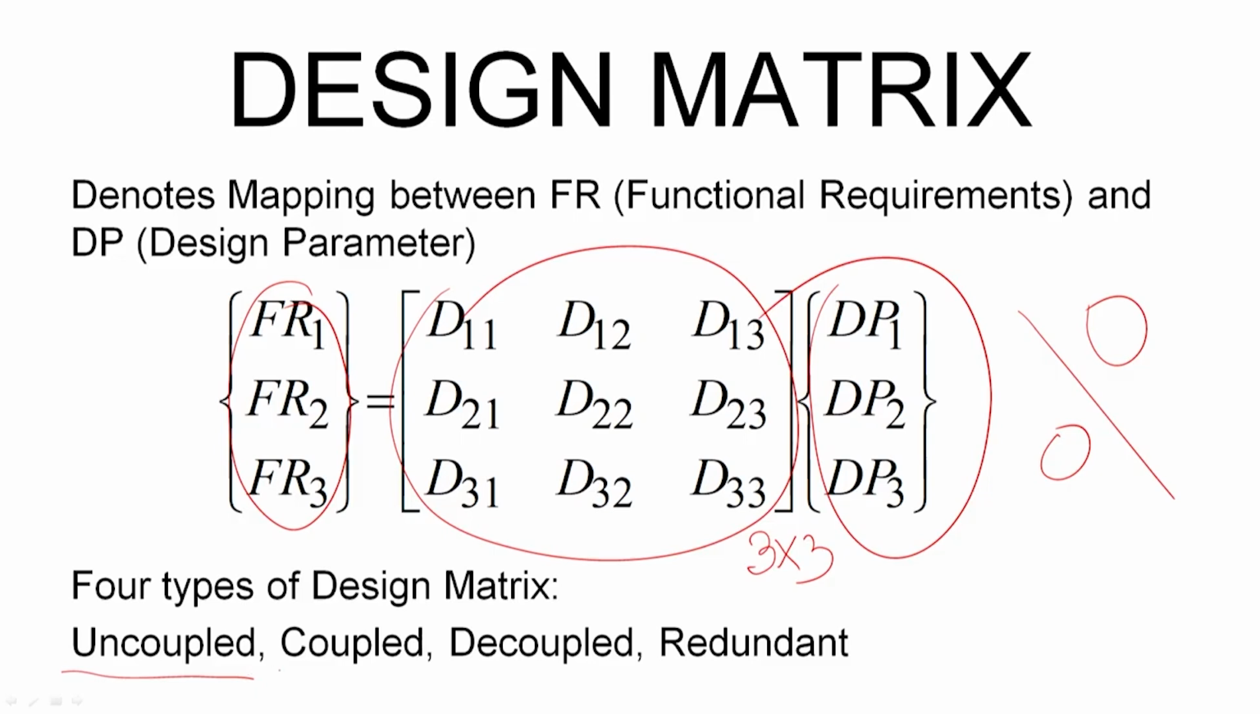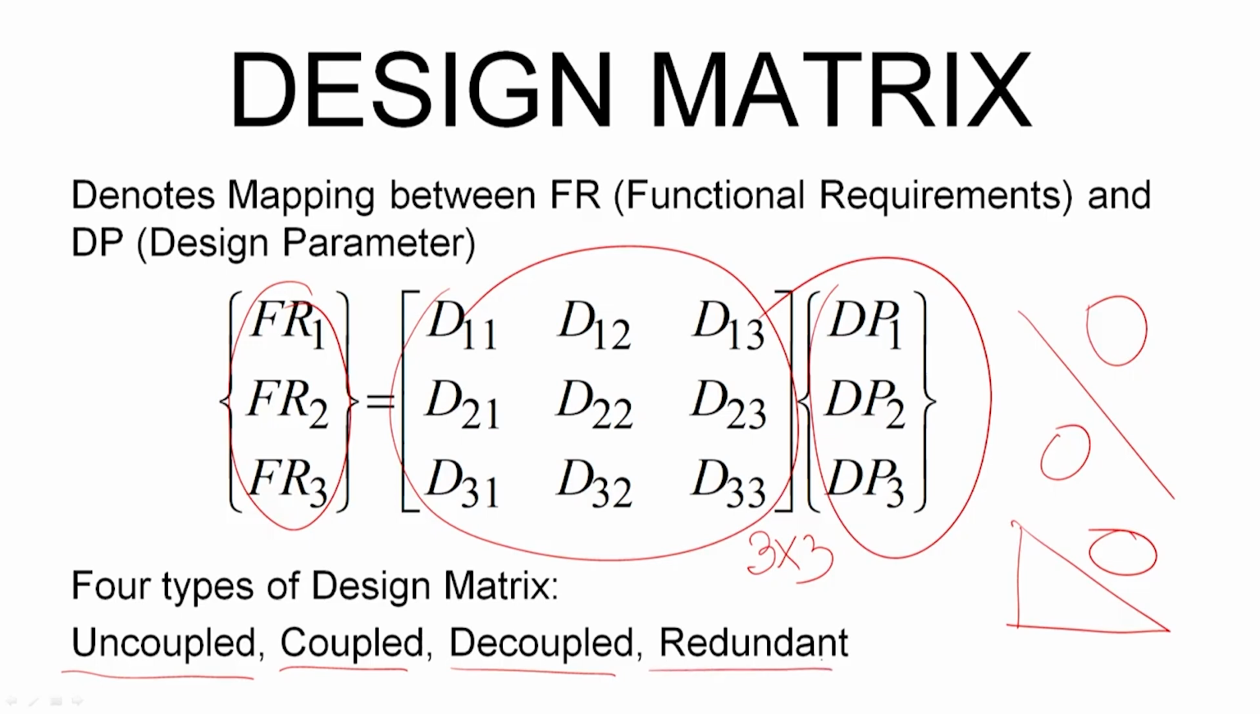Another possibility is that it could be coupled. If it is coupled, then all the terms are present. Another good possibility could be that it is decoupled, which means it is triangular, where one part of the triangle is all 0, and the rest have entries. So, that means you can still uncouple it, but through some transformation. However, coupled you cannot do that. And it can be redundant also.